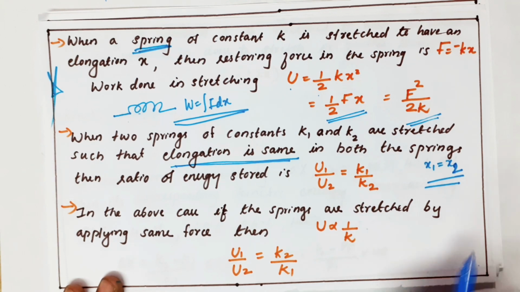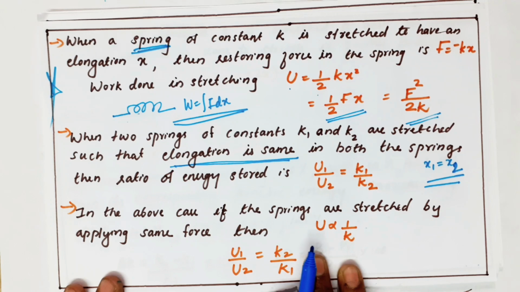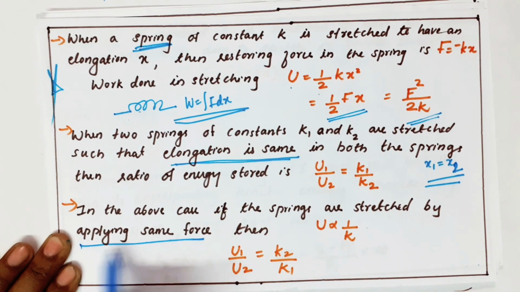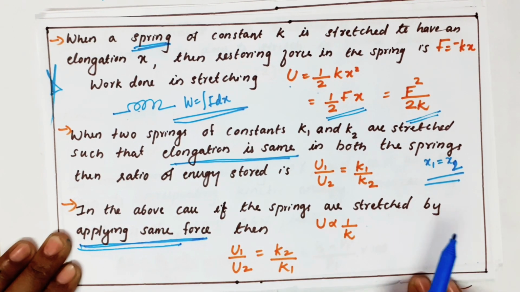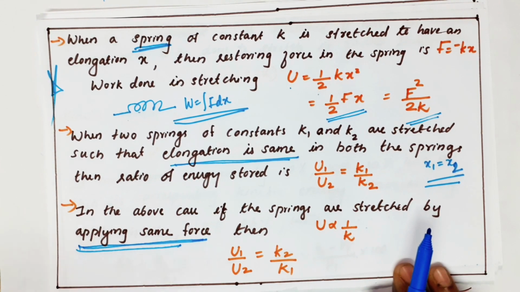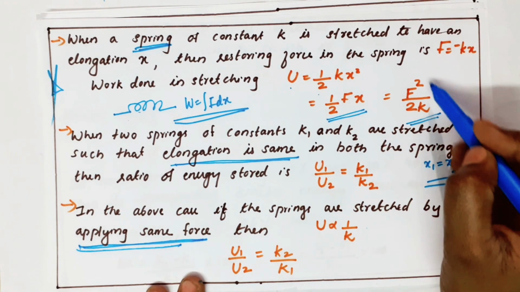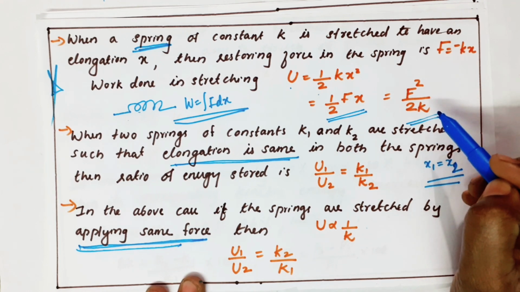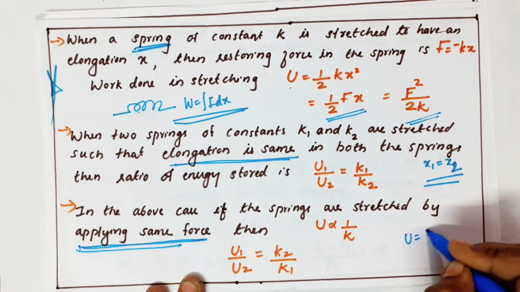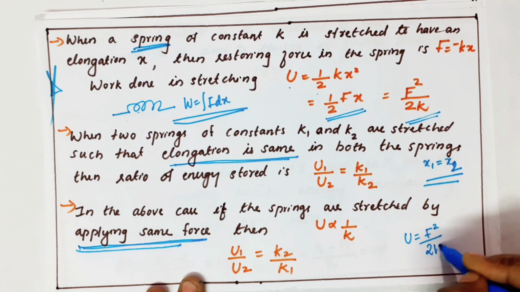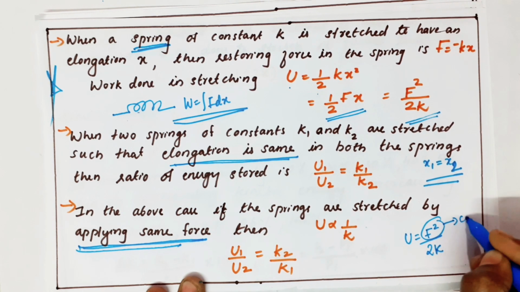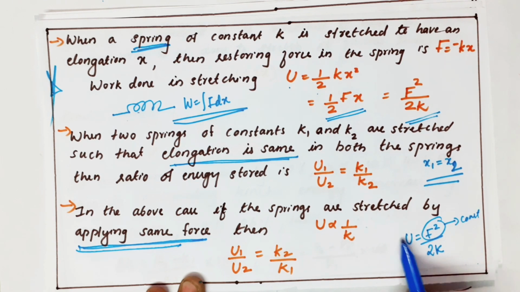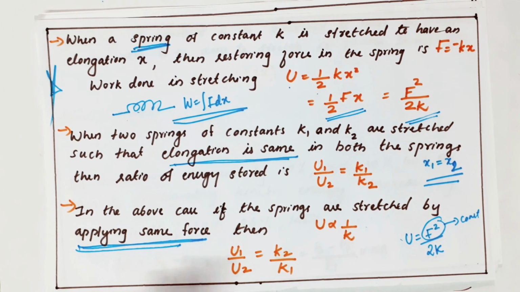These numericals are very important. But in the same question, instead of the elongation being the same, if they give the force as the same, you have to use the last relation only. What should you write? U is equal to f square by 2k. In this equation f is constant, as they told, so according to this equation u is inversely proportional to k. So you should not keep it in mind that u is always directly proportional or inversely proportional to k. It depends on the condition.